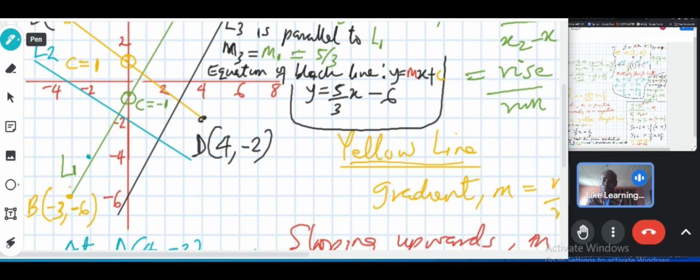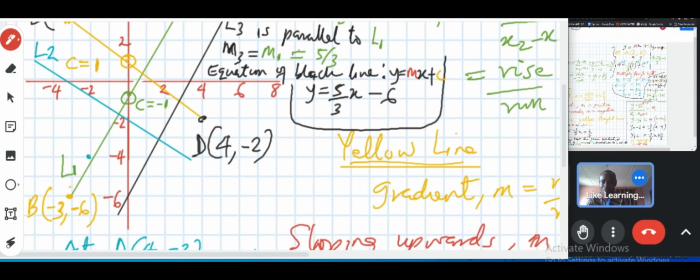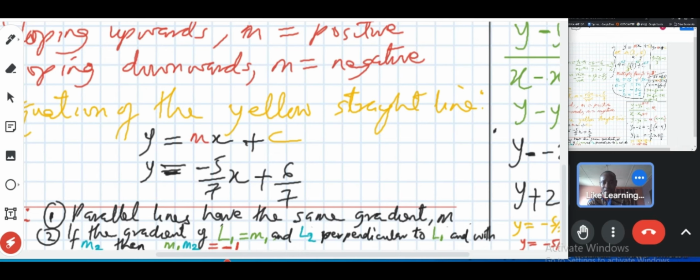Perpendicular means the angle between them is 90 degrees. The angle between the lines is 90 degrees. So if two lines are perpendicular to each other, the product of their gradients will be minus 1. m1 for the gradient of the first one, m2 for the gradient of the second one. m1 times m2 will give you minus 1.